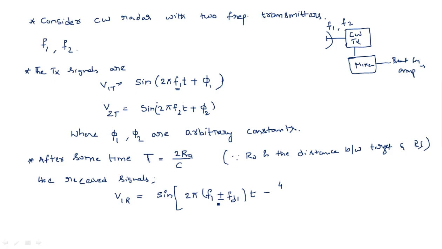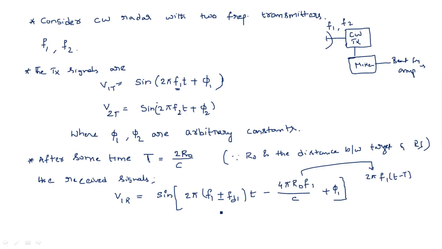See here what happens. 2 pi f1 t. When we are receiving the signal back after some time, it is 2 pi f1 into t minus T. That is the actual difference between the times we are going to see. I will explain here: 4 pi r naught into f1 by c plus some arbitrary constant phi 1. See what is happening, how this parameter has come, I am explaining. Normally the signal will be received after some time.